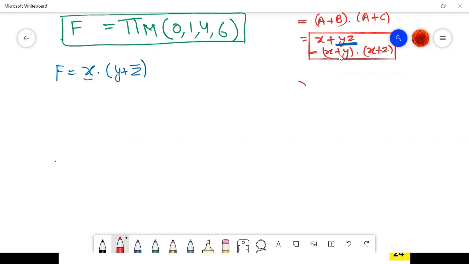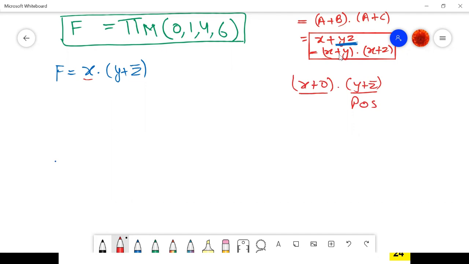Why? Because can I say x plus 0 and y plus z complement? So like sum, and then product. That's why you said product of sum. Okay, so we will look here at what is missing and we have to bring that literal here.